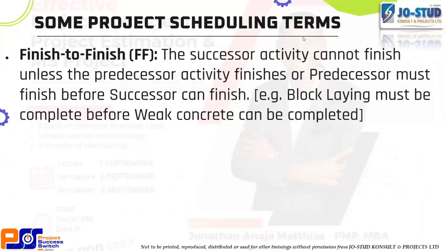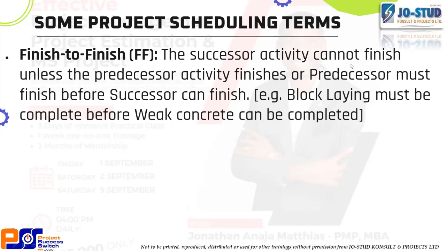Now, finish to finish. The successor activity cannot finish unless the predecessor activity finishes. So this relationship happens if the predecessor must finish before the successor can finish. For example, block laying must complete before weak concrete can be complete. So, Mr. Wesley, for example, I saw in your list of activities that you will fill your block holes with weak concrete. So your mason or your workers cannot tell you that I have finished with concrete, or when your team is scheduling, they schedule weak concrete to end on a day before block laying ends.